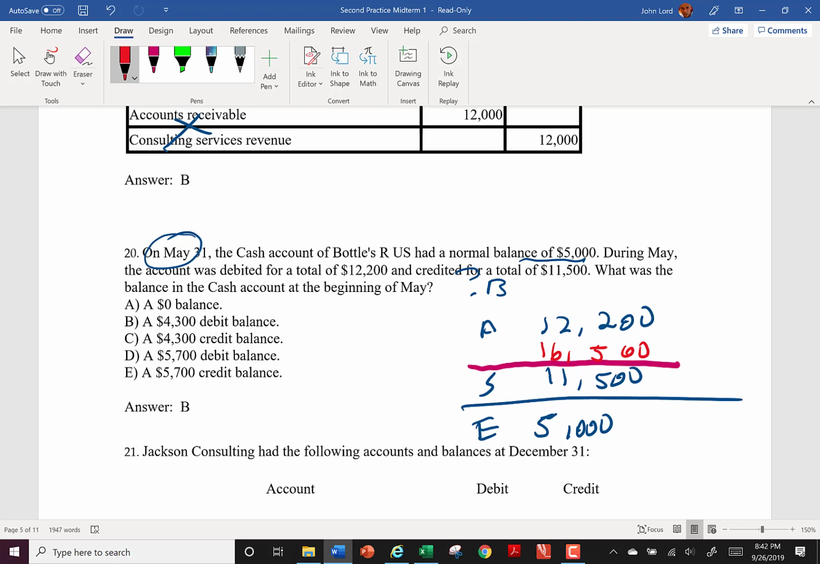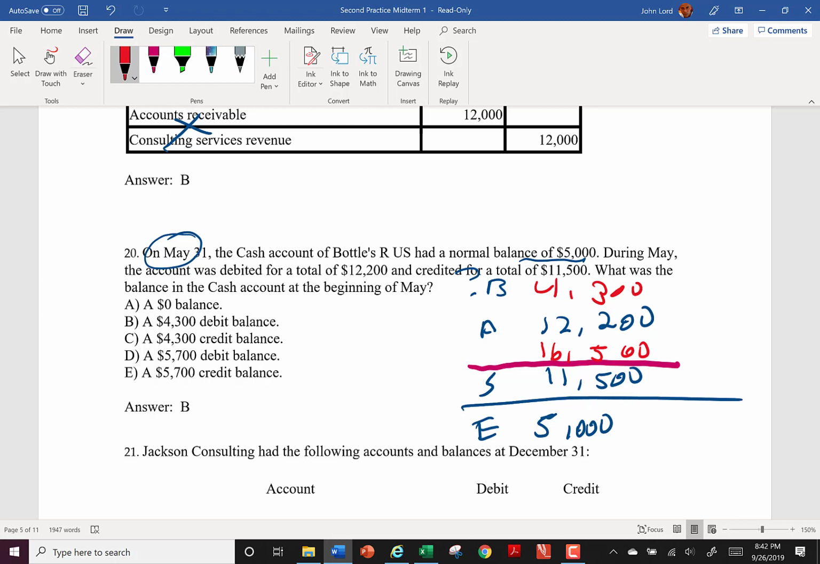Okay. Well, how did it go from 12.2 of adds to 16.5 total before the subtract? There must have been what? 4,300 in here as the beginning balance. I started with 4.3. I added 12.2. That brought me to 16.5. I subtracted 11.5. That's how I ended up with the ending balance of 5,000.